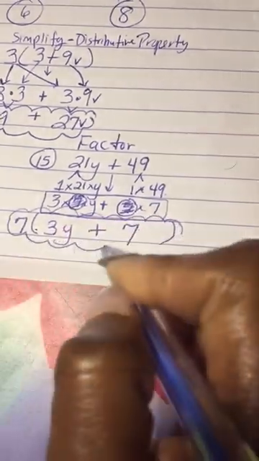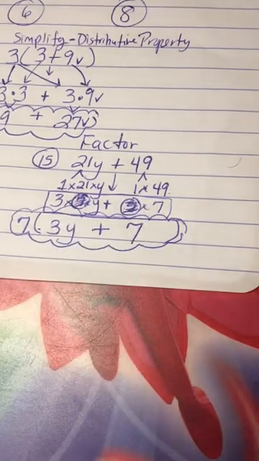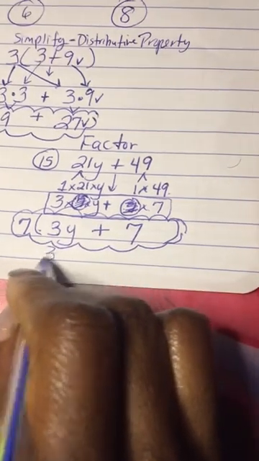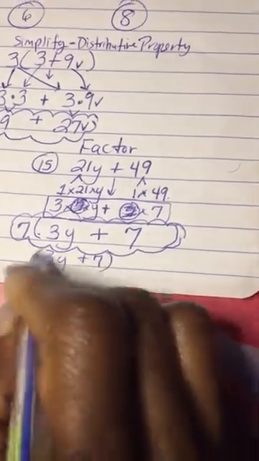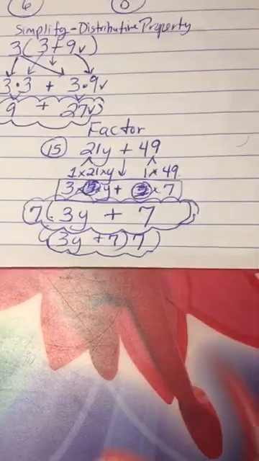You take out like factors, and everything else that's left, you just leave inside the house, or leave inside the parentheses. If you wanted to put the 7 in the back, that's perfectly fine as well.